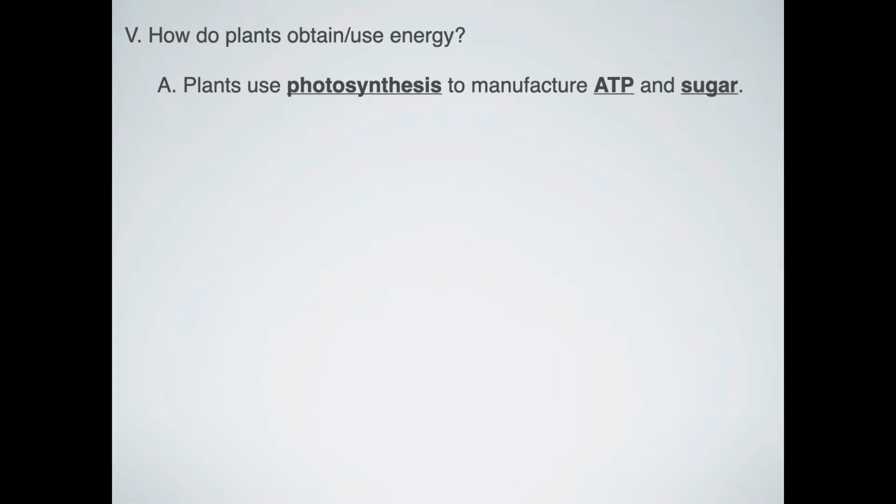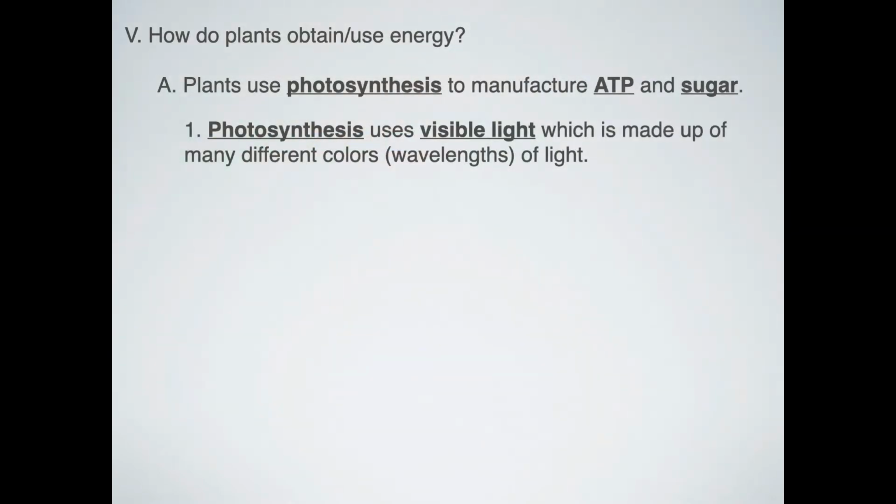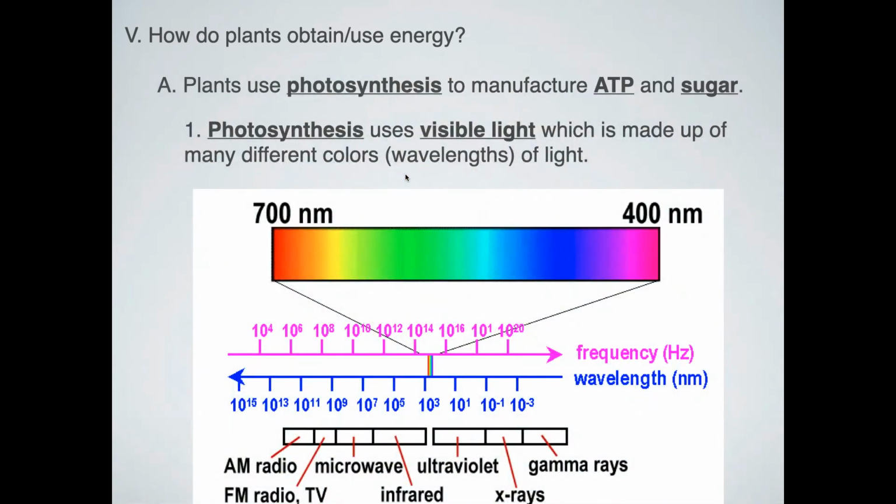Now you know that the energy source that all cells use is ATP. And as a byproduct of photosynthesis, they make sugar. So photosynthesis uses visible light, right, which is made up of many different colors. And so here is our visible light spectrum. So we have from 700 nanometers, that's like red, all the way to violet, which is about 400 nanometers.